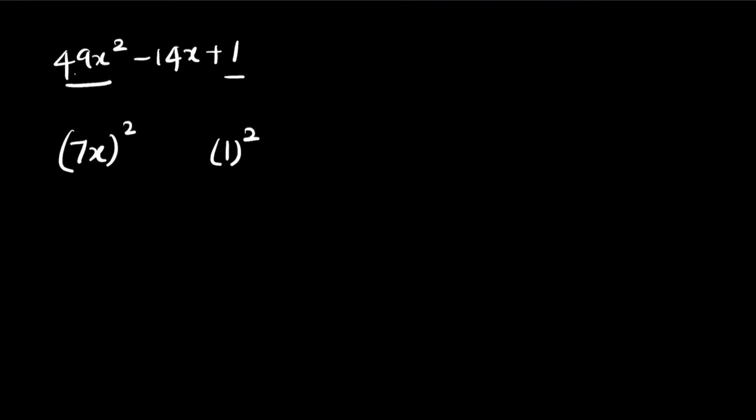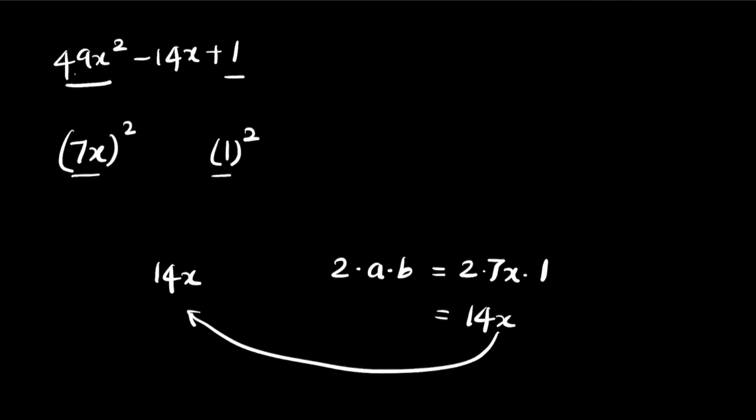Next, confirm that the product inside is twice the value of AB. The value inside is minus 14x, and we are looking at 2AB. Let me not write the minus symbol. So 2 times, A here is 7x and B here is 1. So 7x into 1, that's 14x again. Notice that both values are the same, which means this is an example of a perfect square.